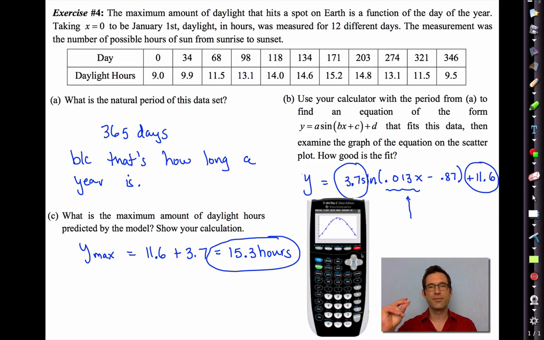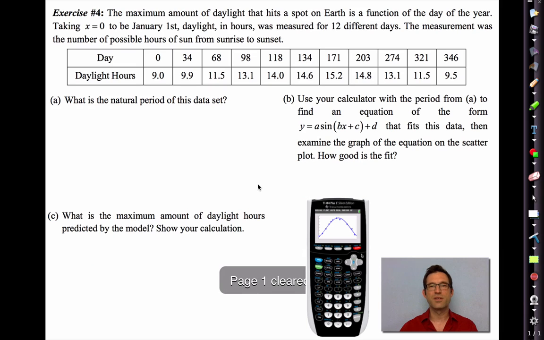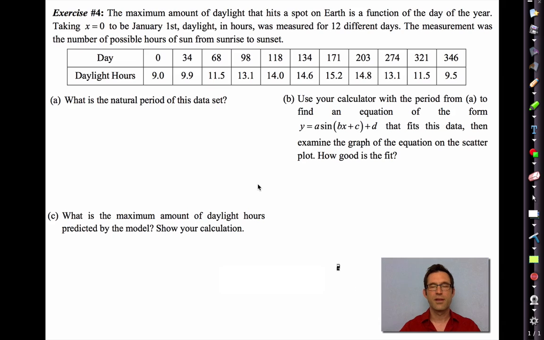All right, let me clear it out. I almost got rid of the calculator. There goes the text. Let's get rid of our TI-84 Plus. Thank you for your service. And let's wrap up this lesson.